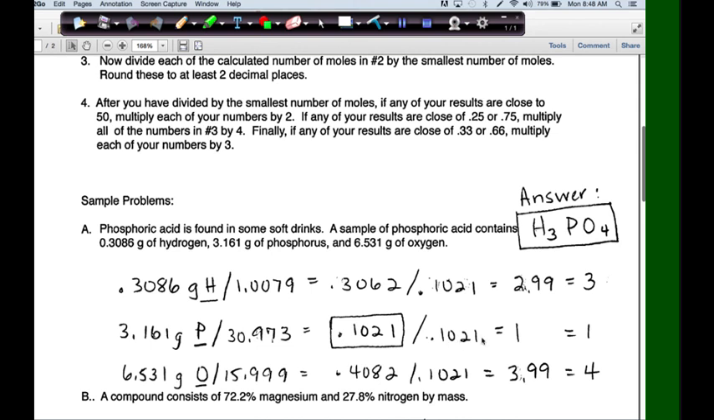0.1021 divided by itself is 1. And 0.4082 divided by 0.1021 is 3.99. So I have these whole numbers. What do they tell me? They tell me the number of each of the types of atoms in my formula.